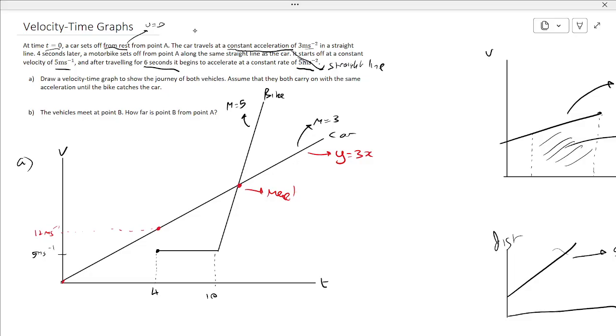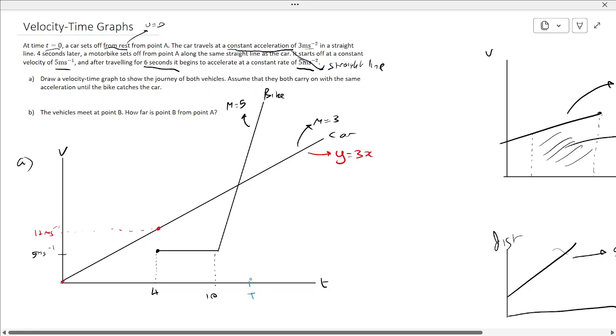They will meet when they're at the same point, and because they've both started from point A, the bike and the car will meet when they've traveled the same distance. So at some point in the future, I don't know where this is, so I'll call this just capital T here. I don't know how far in the future, after 10 seconds, but at some point they will have traveled the same distance, which means they will be meeting because they set off from the same point.